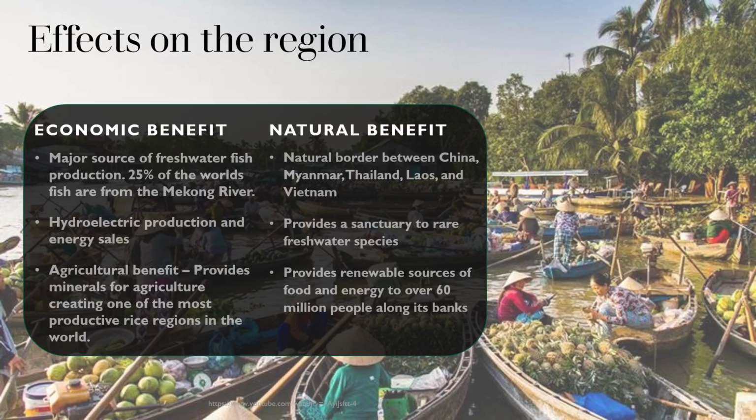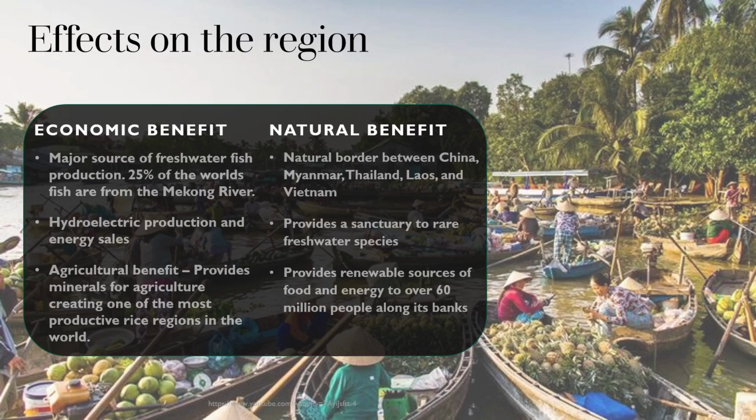So there is economic benefit from the fish, from the life that is in it, from the water that flows through. There is the agricultural benefit: coming down from the Himalayas, the amount of sediment and minerals that are brought down creates rich and fertile land for the rice industry and for many other vegetables. Again, the picture in the background is actually a picture of a floating market on the Mekong River.